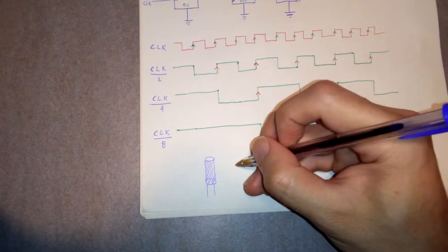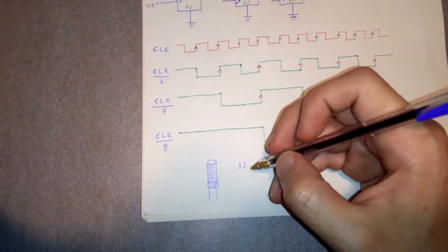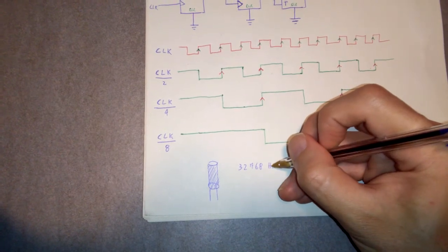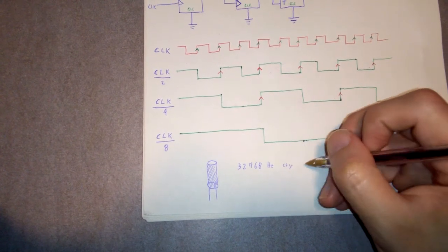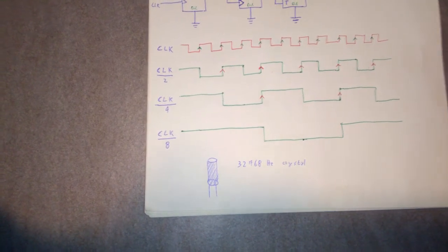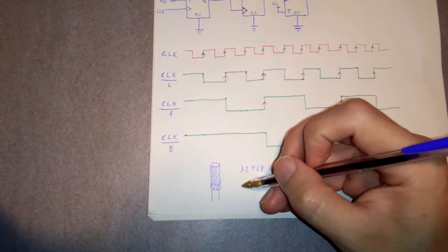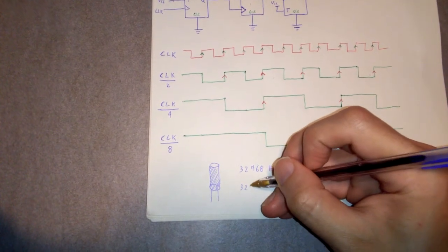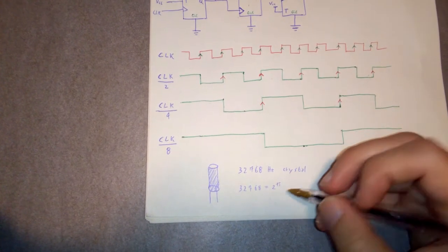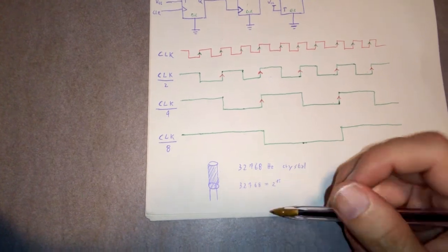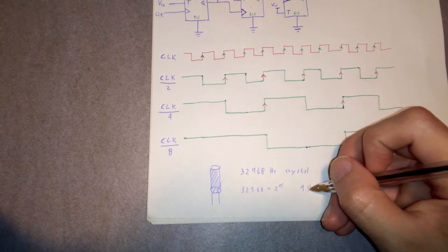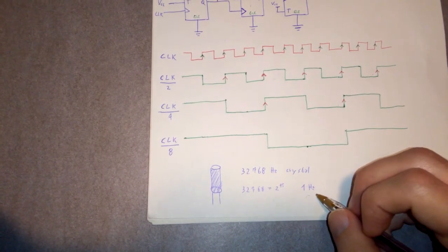And the frequency of this is 32,768 hertz. And it's a crystal. Now, what you can do is say, okay, 32,768 is actually 2 to the power of 15. So I can divide this by 32,768 and get 1 hertz. So basically I can get a clock of 1 hertz.